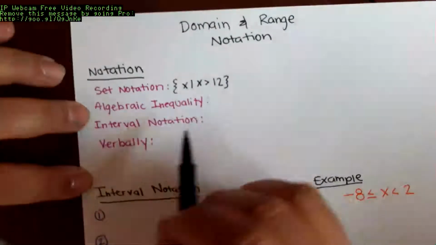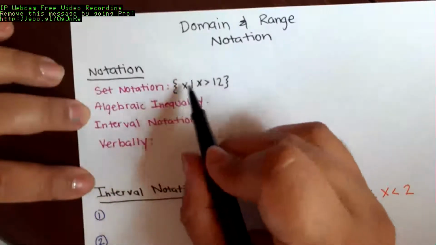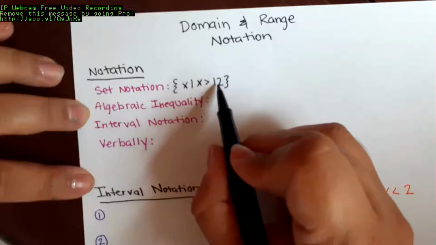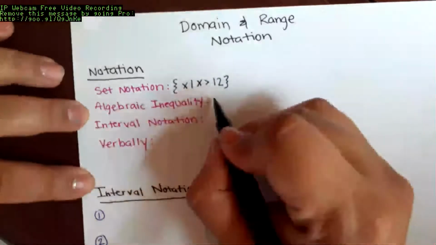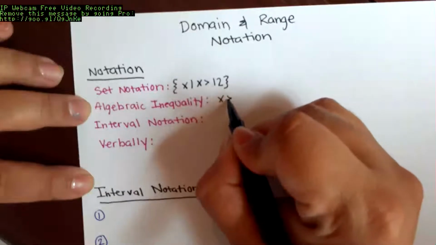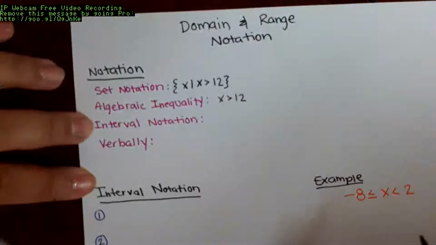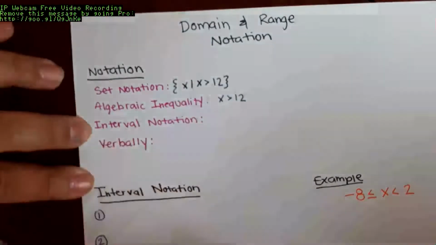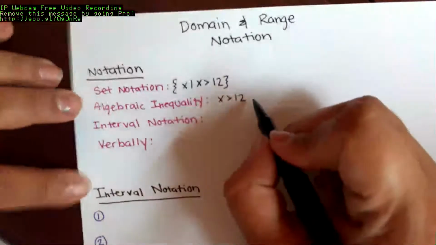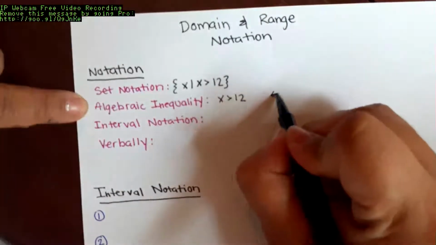Our next one, algebraic inequality. This actually comes from our set notation, and we're just going to steal this inside part. So for our algebraic inequality, it's going to be x is greater than 12. So our next one is our interval notation. So our interval notation, it'll help us if we come back to our algebraic inequality. And let's do a number line.